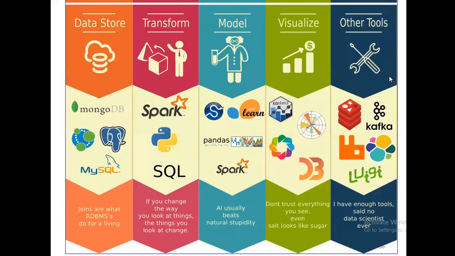Usually there are five kinds of data science tools we are using. For data store purposes, we are using MongoDB, MySQL, Hadoop, like that. Then for transformation, we are using Spark, Python, SQL, etc. For modeling purposes, we are using Pandas, Spark, sklearn, etc. For visualization purposes, we are using R, Tableau, D3, etc. Other tools like Kafka for messaging, RabbitMQ, various tools we are using.